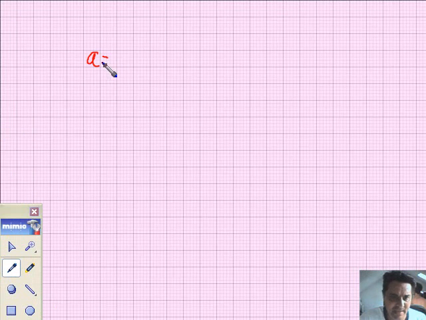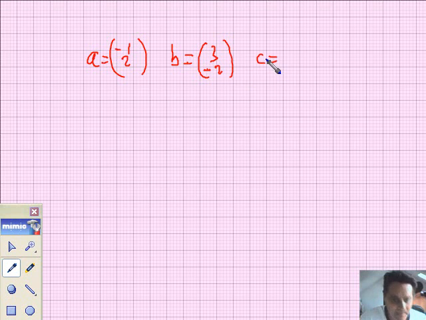Carrying on with 19.1, page 281, I'm going to go straight to question 6. I feel I've got to do a few of these really, and they're quite tricky. So I've been told vector A is minus 1, 2. Vector B is 3, minus 2. And vector C is 2, minus 1. And that's the background I've got to work with.